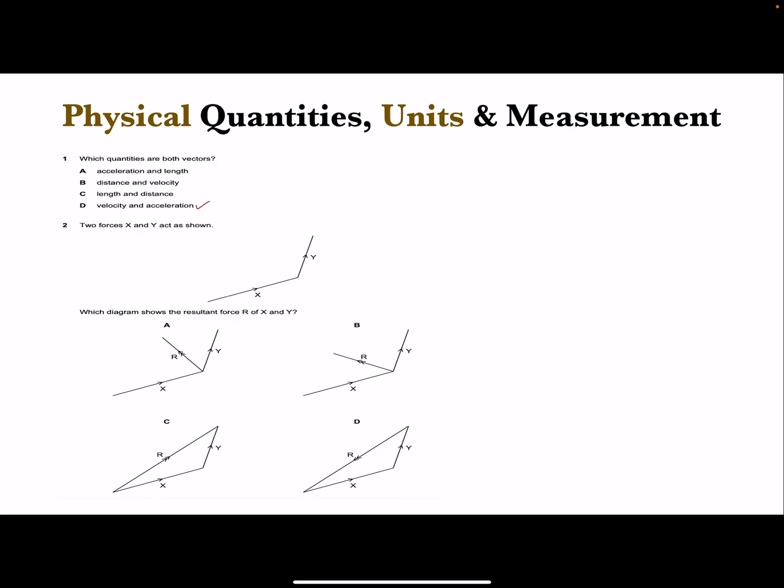Okay, two forces x and y act as shown. What is the resultant vector? So again, we look at the point that's just a tail and is not connected to anything. And we look at a point that's just a tip and it's not connected to anything. And we draw a vector between them. That's the resultant vector. And when you look at all these choices, this is the one that we get. So C is the answer.